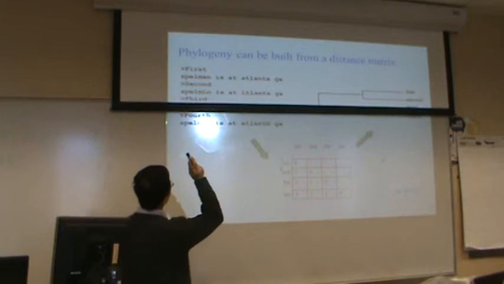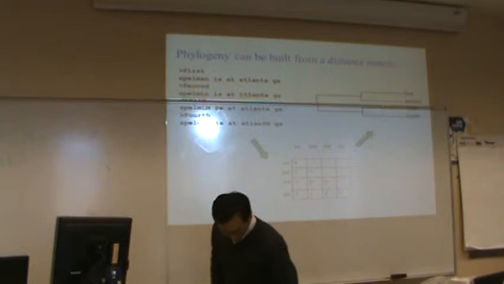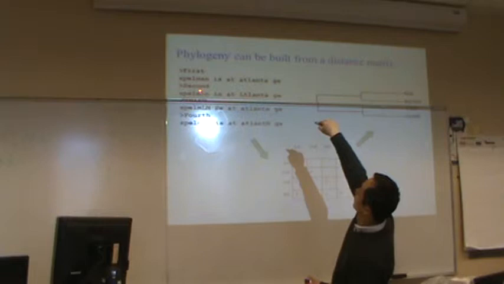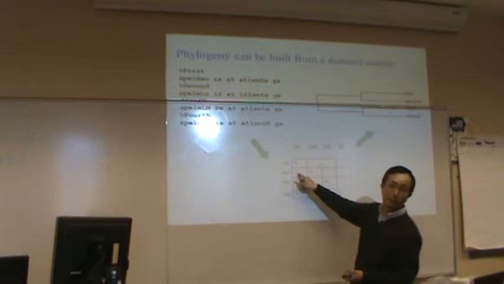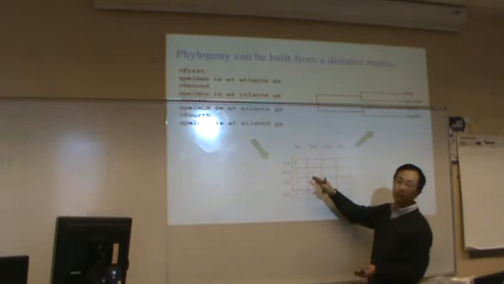So we have four sequences. Between the first and the second, there are two differences. This L and this L are different, so there are two, right? So we have two differences. And between first and third, three. And first and fourth also three. I'm basically going to do this in all possible combinations.